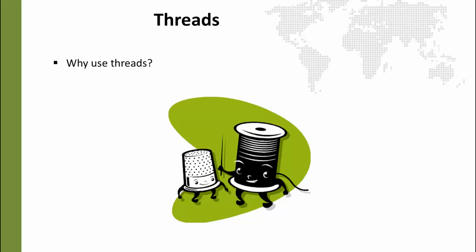So let's talk a little bit about why we would want to use threads. This idea of running multiple execution paths at the same time might not seem like it would be very beneficial. Why would we want to do something like that? I'm going to give you some specific examples in a bit, but let's talk about the general case first. What are you gaining by having multiple threads of execution?